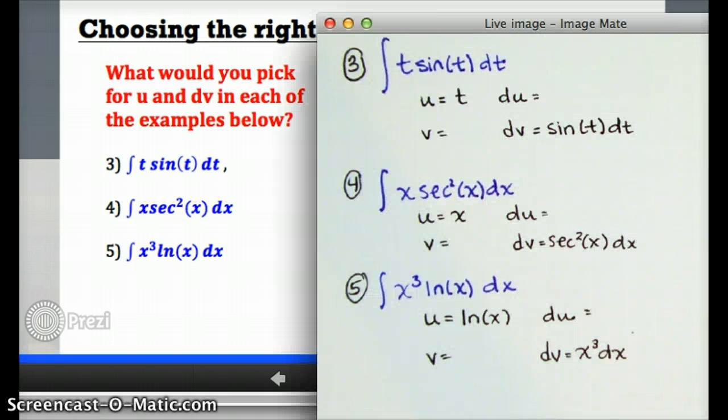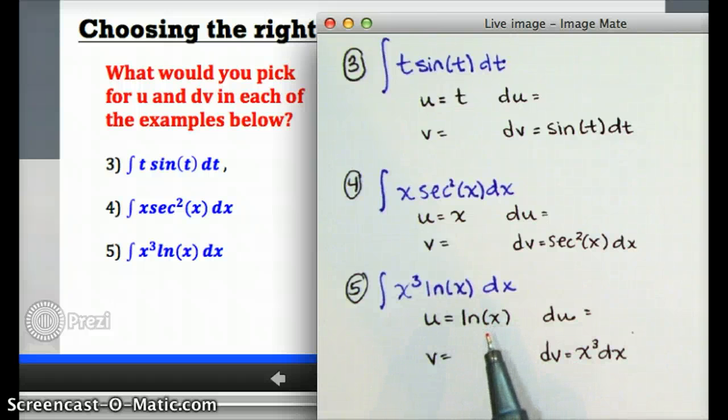Nice. These are the choices I would have made as you saw in Edpuzzle. I'm guessing the last one may have been the confusing one. One hint that you should choose ln to be u, not dv, is that you can't take an antiderivative of ln. We can take the derivative of ln, but we don't know an antiderivative.